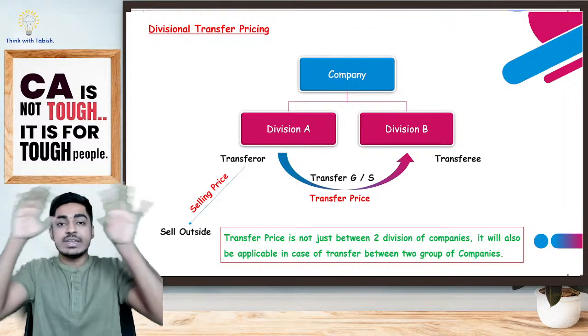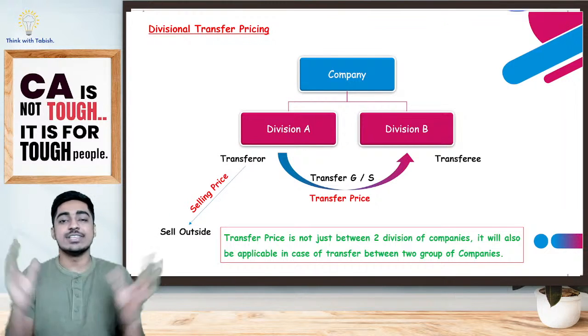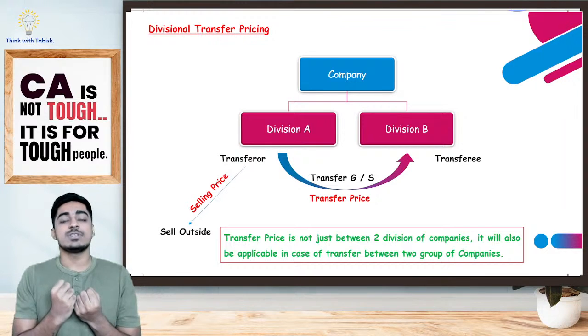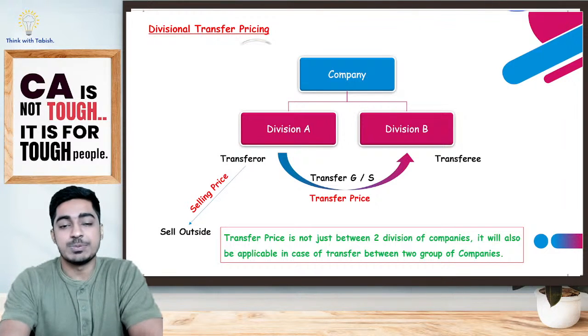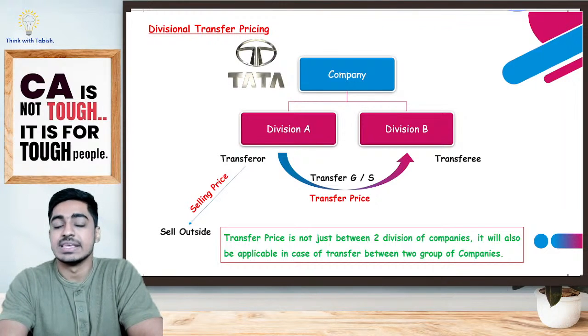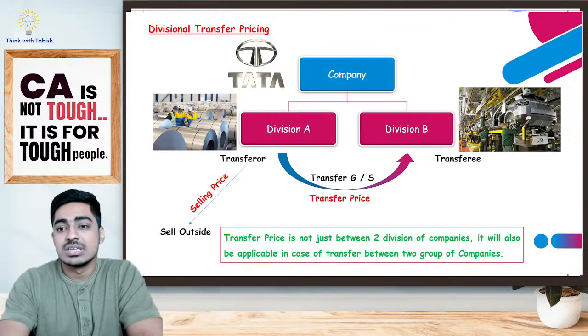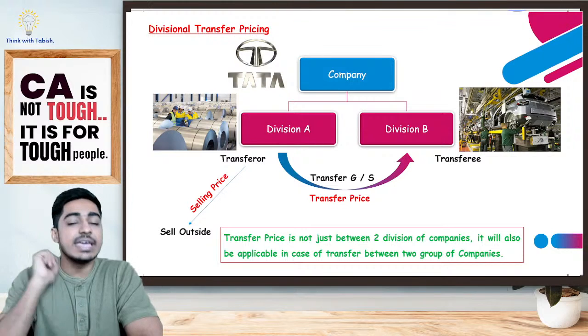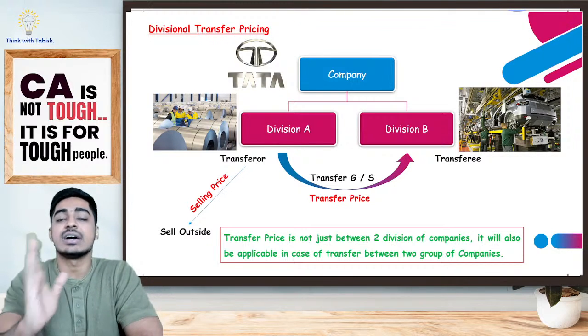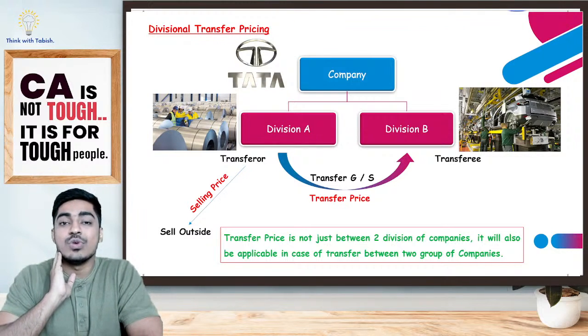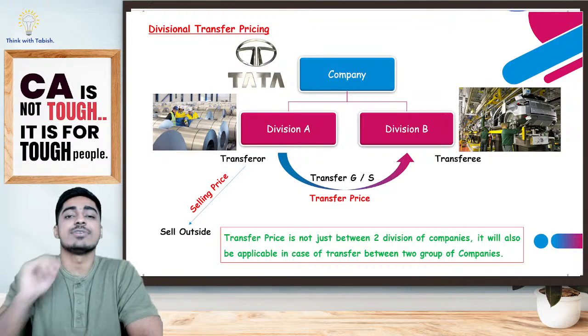It can happen between group companies as well, because eventually, if it is a group company, all the profits go to the same group. Suppose we have Tata. Tata has Tata Steel. Tata also has Tata Motors. If Tata Motors is manufacturing a car, suppose the Tata Harrier, they want steel. Where do they get the steel from? They get the steel from Tata Steel.